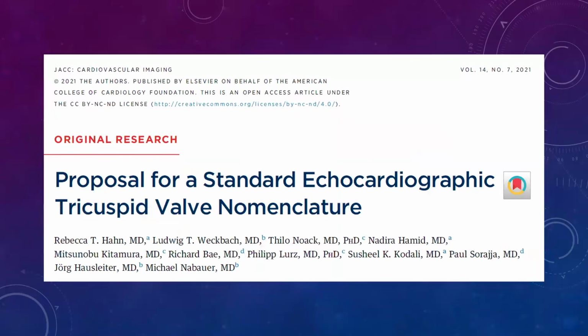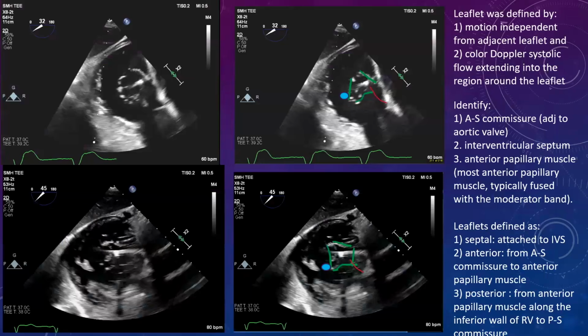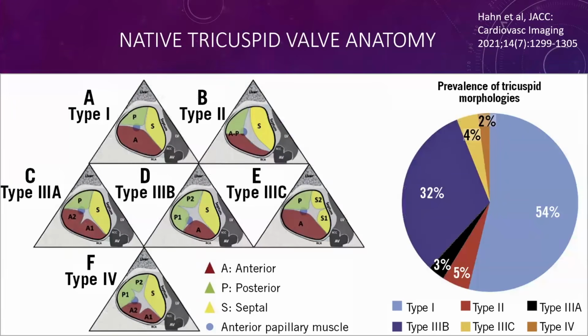So I'm just going to go on now to talk a little bit about another Rebecca Hahn paper here, looking at the standard echocardiographic tricuspid valve nomenclature. So when we are naming the leaflets, we call it the tricuspid valve because there are 3 leaflets, but in fact, more commonly than not, there are different orientations of the tricuspid valve that don't have 3 leaflets. So I'll go to this slide here for a moment.